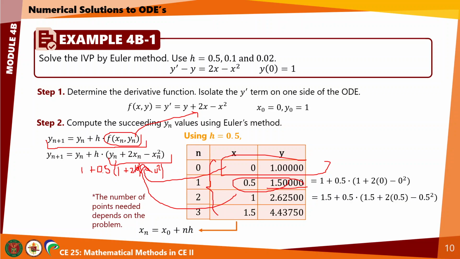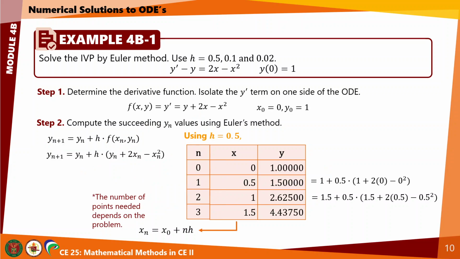Okay, so as you can see here, 1.5, yung previous y value plus yung h times yung function derivative natin. Derivative function natin, substituting yung x and y ng previous point. Kaya 1.5 plus 0.5 times 1.5 plus 2 times 0.5 minus 0.5 squared. And you should get 2.625. Okay, repeat that to the next iteration, you get 4.43750. And when you graph these points, you get this.